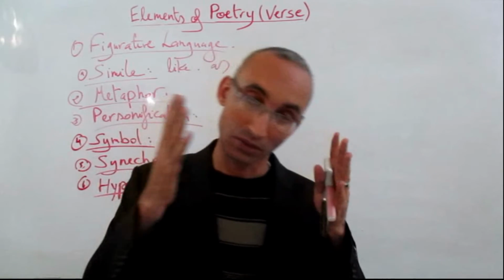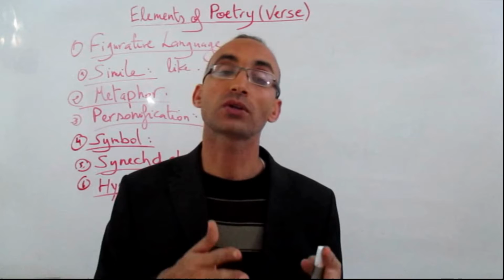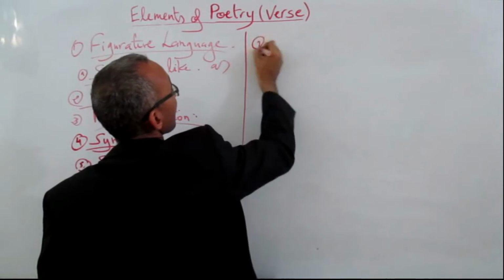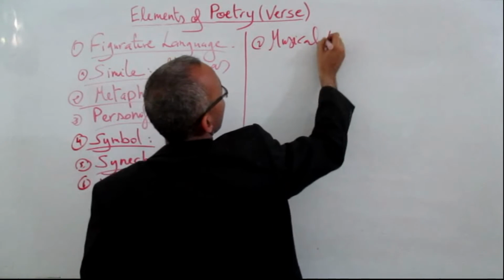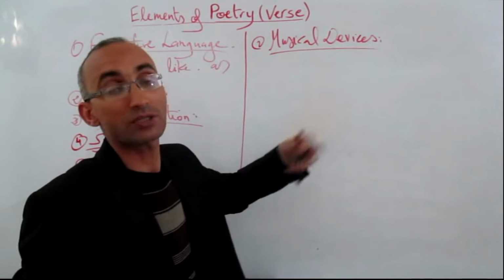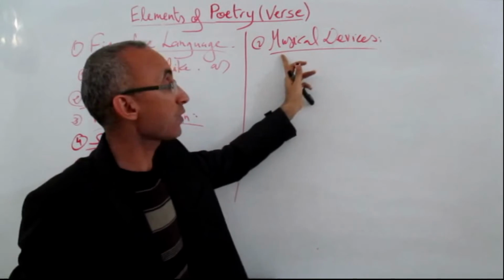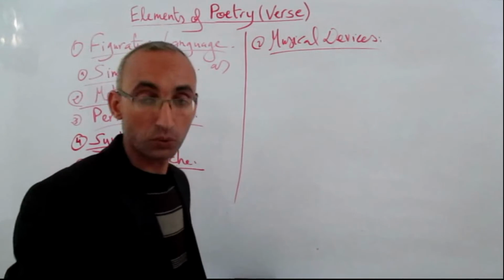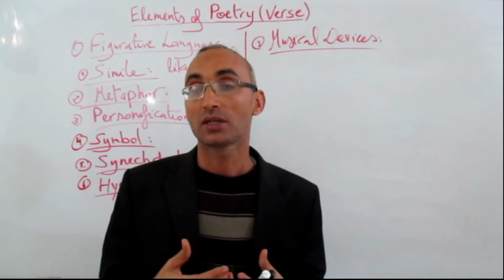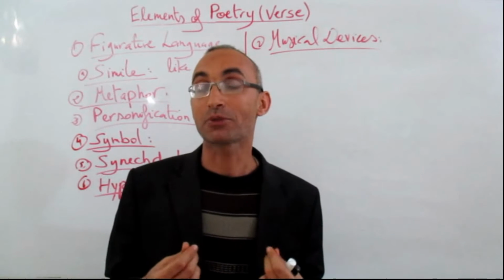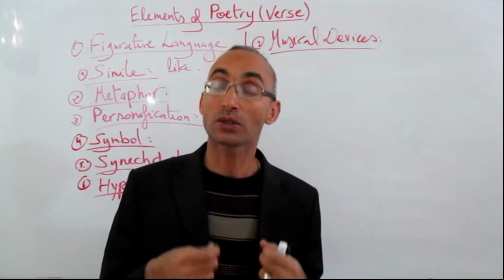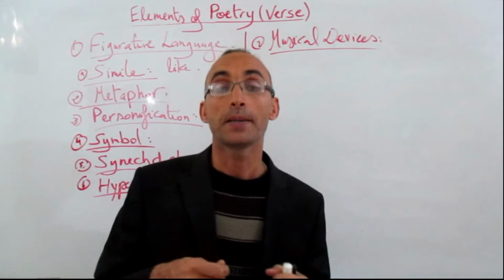Now we move on to the second key feature, which is the use of musical devices. Musical devices or sound devices. Sometimes they are called sound devices, sometimes also acoustic devices, acoustic sound or musical devices. Here, of course, we have those sound devices which are used to give that musical tone to the poem, and also to reach its meaning.